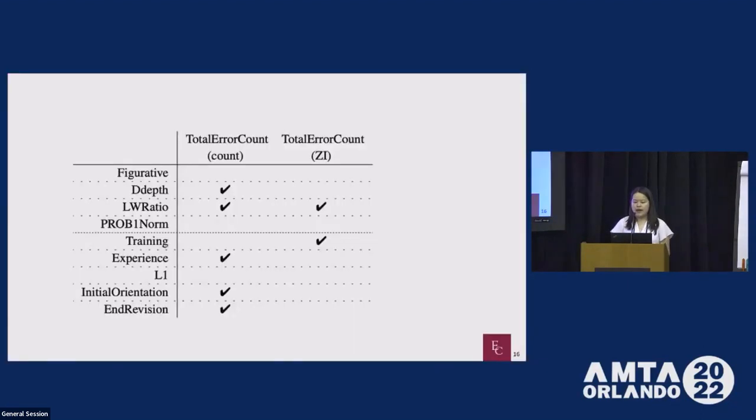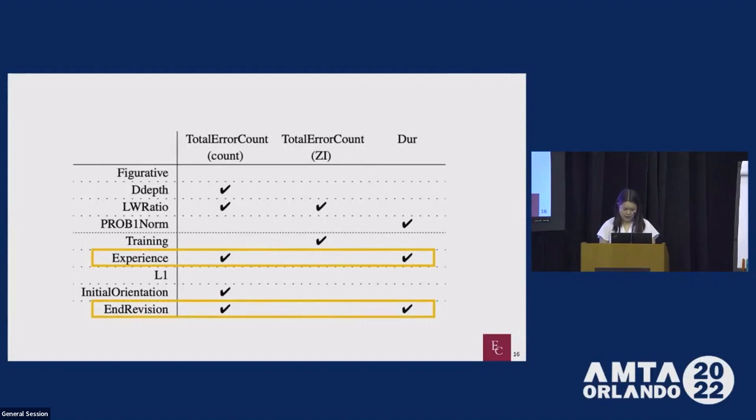So let's take a look at a holistic picture of this study. These check marks here represent statistically significant results. And now, combined with some findings in my dissertation project, my previous research, there were two characteristics that influenced both total error count and DUR, production duration, which are experience and end revision. As I explained earlier, the years of experience reduce the production time and the number of errors.